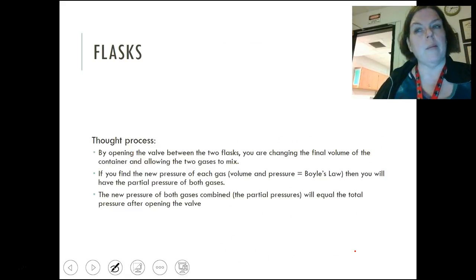It's going to get a little more complicated, but not too bad. By opening a valve between 2 flasks, you're changing the final volume of the container. If you find the new pressure of each gas, using Boyle's law for volume and pressure, then you will have the partial pressure of both gases. And then you can add those partial pressures up to get the combined pressure of the gases after the valve is opened, just by adding them together.